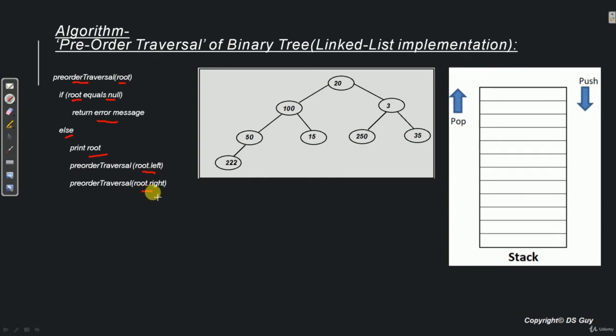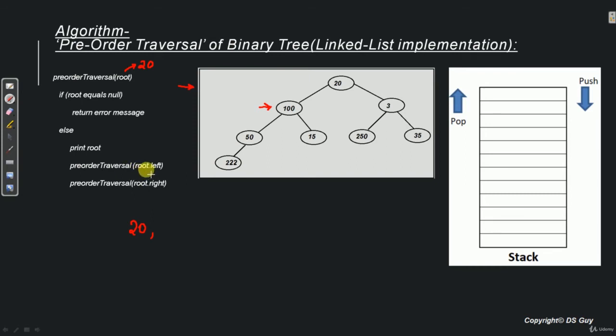Fine. Now let's try to understand this algorithm once again using this stack. So if we run this algorithm on this binary tree, the root's value initially is 20. So it says if root equals null, no, it is not null, else print root. So it prints 20. Then pre-order traversal root dot left. What is root dot left? Root dot left, that is 100. So it needs to traverse this.